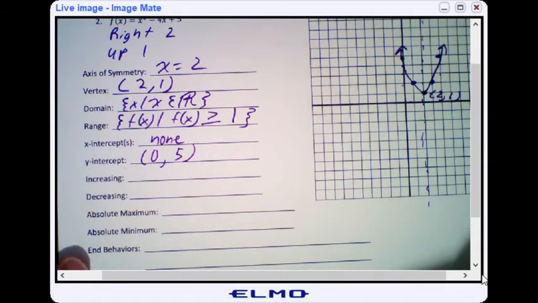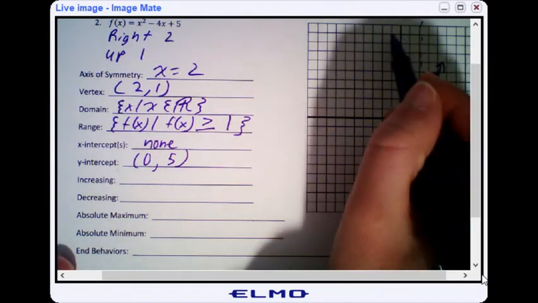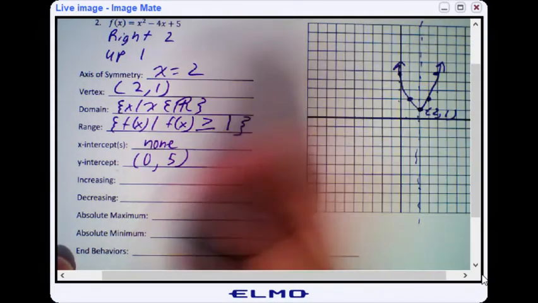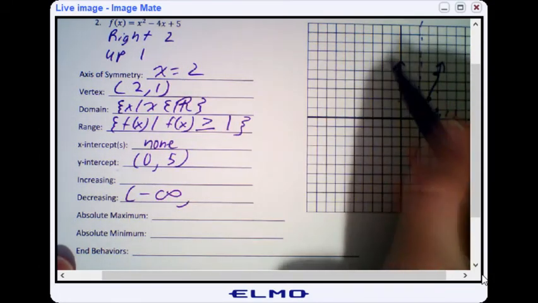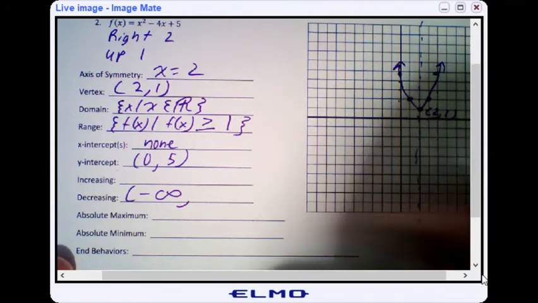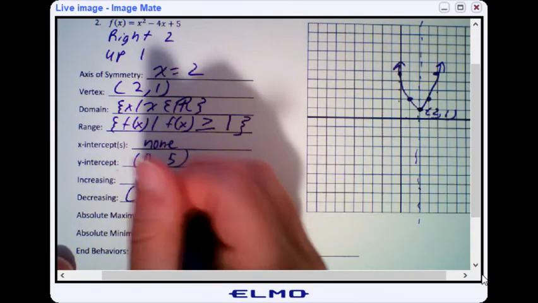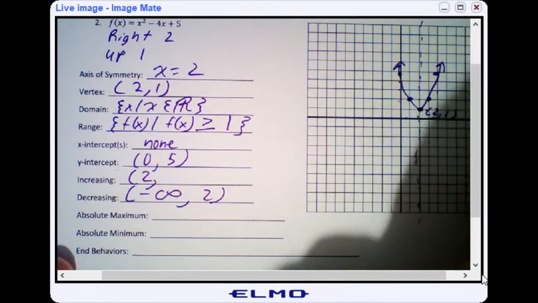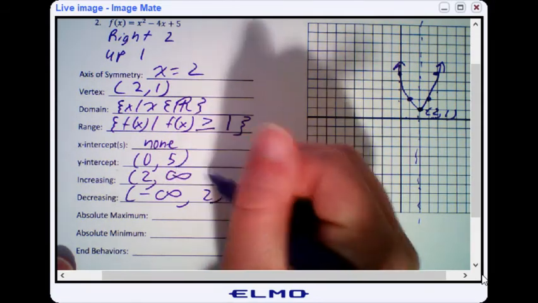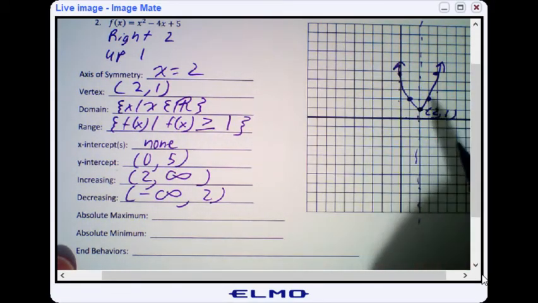Increasing, decreasing, we read the graph from left to right. So as I am starting the left side, I'm starting with a decrease. I'm starting somewhere to the left, so that's -infinity. I am going into my vertex. The x value there is 2. And then at 2, when I start increasing, my x value is 2. And I'm increasing forever as I go right. So it's going to be going towards positive infinity. Remember, we're talking about how long on the x-axis does something increase or decrease for.